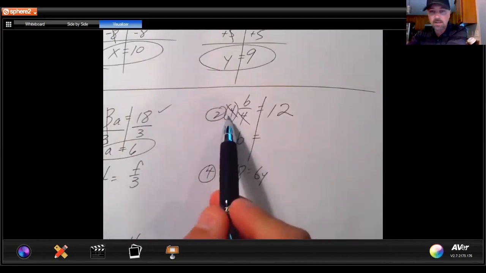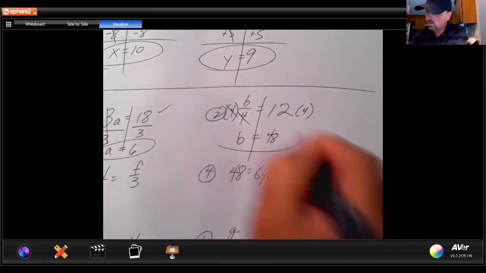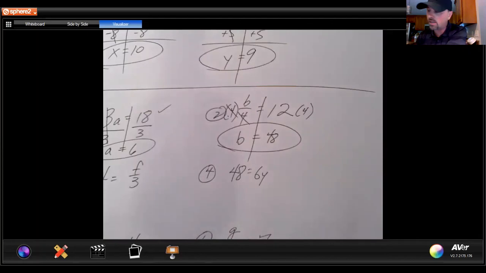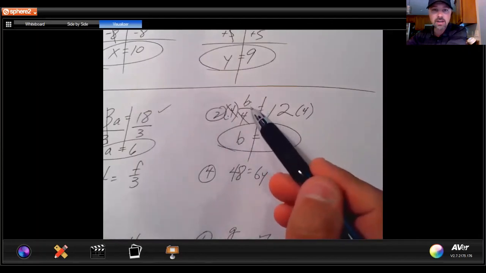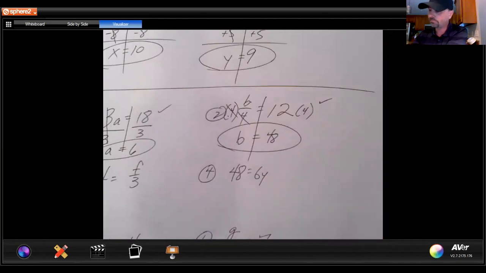If I multiply this side by 4, I must multiply that side by 4 as well. 12 times 4, b is 48. Plug it in. 48 divided by 4 equals 12. It sure does. I know I got it correct.